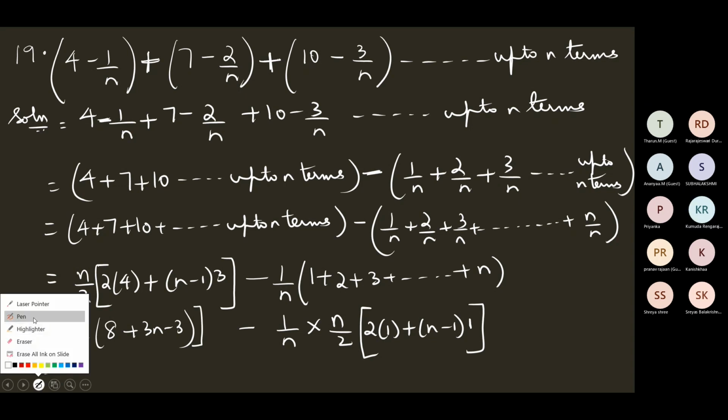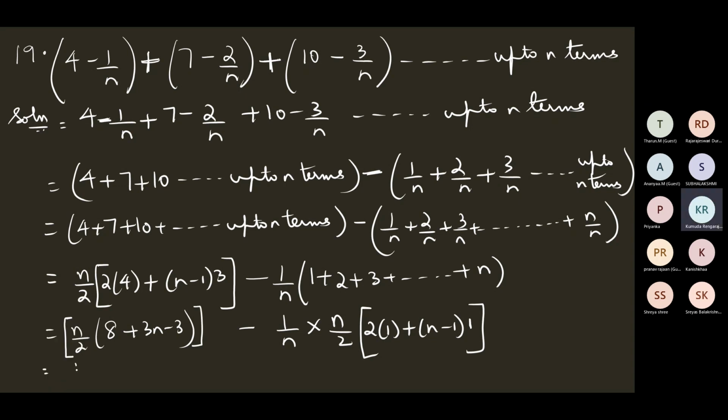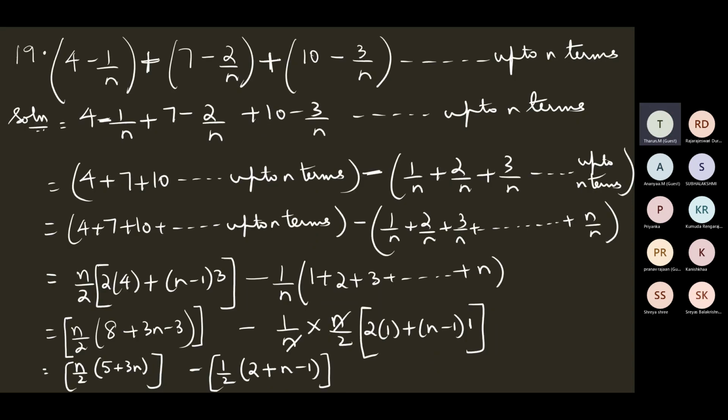So this is going to be n by 2 into 8 minus 3 is 5, 5 plus 3n. Minus n gets cancelled here. So you have 1 by 2, children, 1 by 2. And then in the bracket, 2 plus n minus 1. Am I right so far, children? Yes, ma'am.